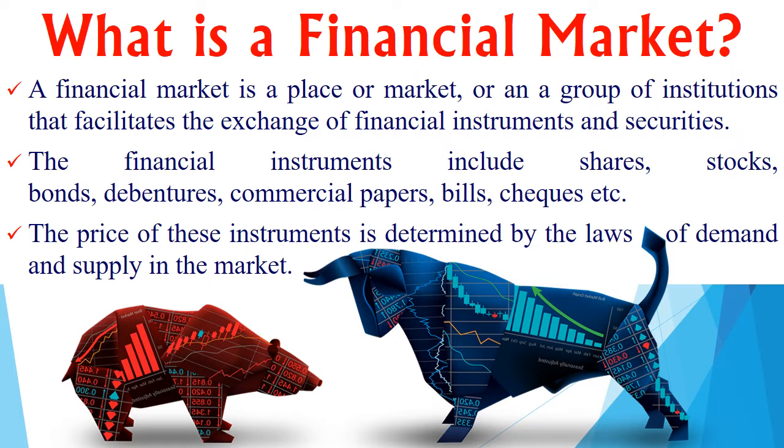So we can define that a financial market is a place or a group of institutions that facilitates the exchange of financial instruments and securities. The shares, the stocks, the bonds, the debentures, the checks are exchanged in the financial markets. And the price of these securities and instruments depends upon the demand and supply of these instruments or securities in the existing financial environment or the financial markets. So this is the basic definition of financial market.